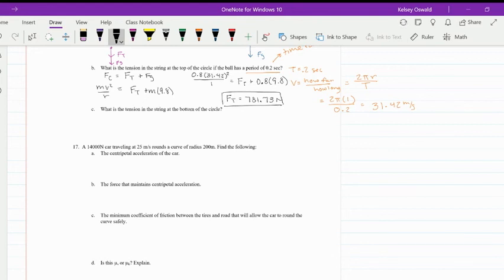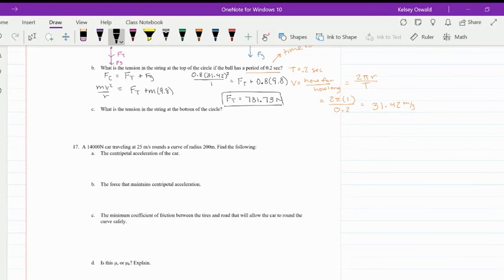Like we were talking about in the previous problem, if we wanted to find the minimum velocity the ball could travel in that circle, we would assume our force of tension at the top was 0, and therefore our force of gravity would just be equal to that centripetal force. Okay, so if we wanted to find the minimum velocity that the ball could go around at, we would assume that the force of tension going down was 0, and then our centripetal force would just be equal to our force of gravity.